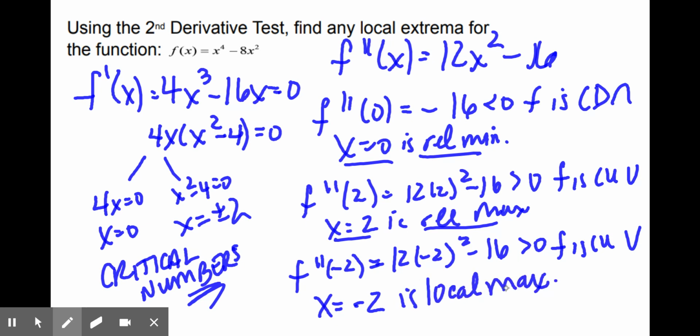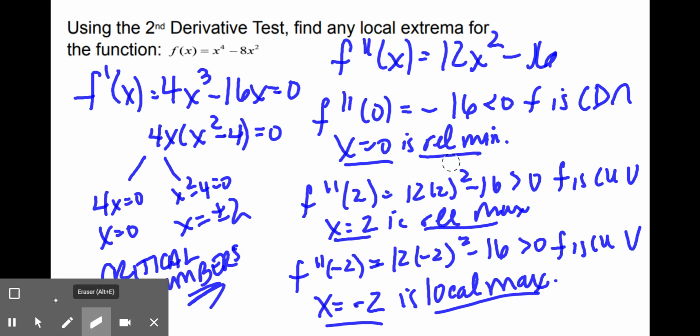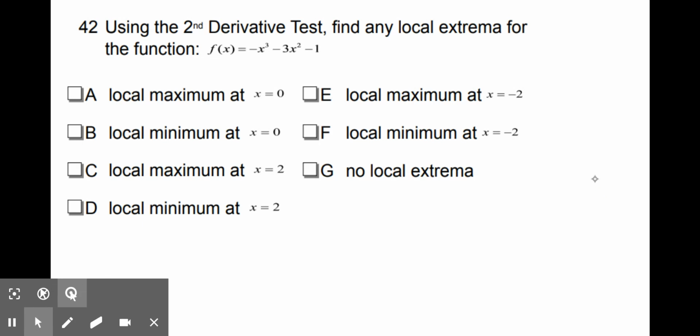Okay? And there it is. That's how you use the second derivative test. It's actually pretty simple. Like I said, the biggest pain is when you use the second derivative test and the second derivative comes out to be 0, then you're stuck going back to the first derivative test anyway. All right, so now, coming up, your turn. Give it a try.